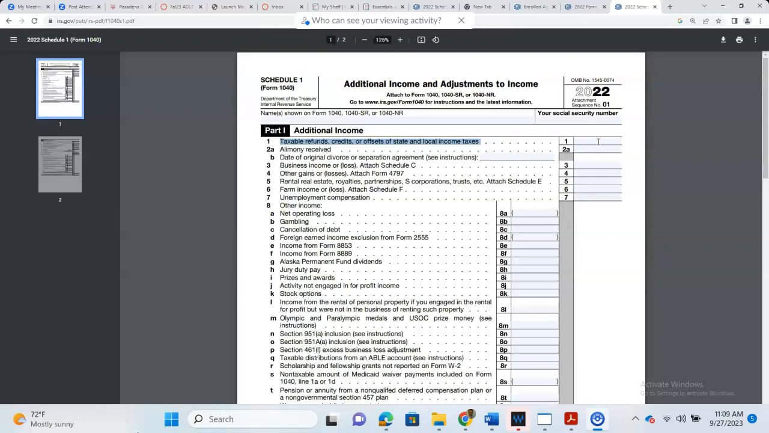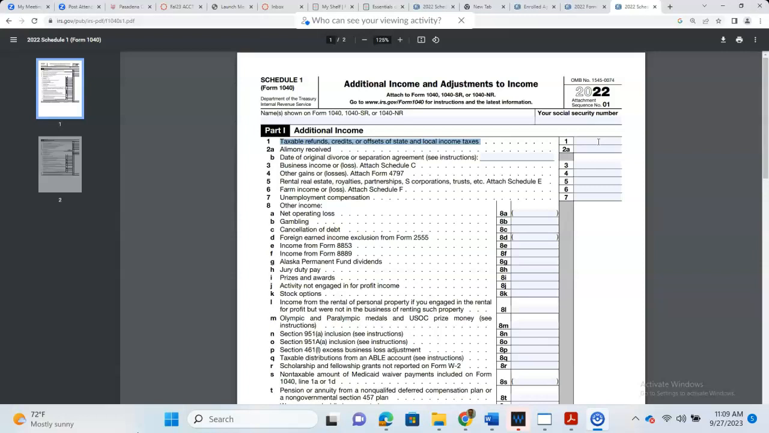So your client will get a 1099G. 1099G. Is it G for government? Yes, 1099G from your state government. You're gonna get that. And they're gonna bring it to you. And you're gonna say, oh, this is your state refund. Let's say $500. But the first thing you say, let me see your last year tax return.